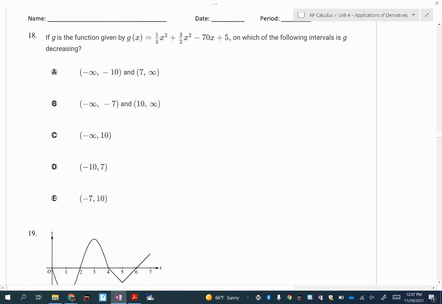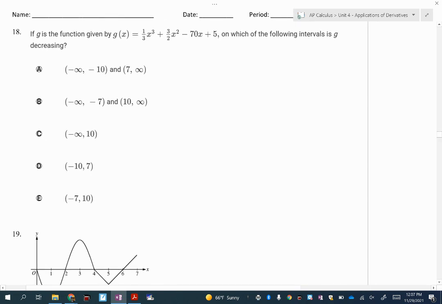All right. So 18 says that we have the g of x function. We want to find on which of the following intervals it is decreasing. Now, I know you guys can go into Desmos, type this in, and just look to see where it's increasing or decreasing. But doing this the way we did it by hand was we want to find the critical points. So I want to find the derivative of this function first.